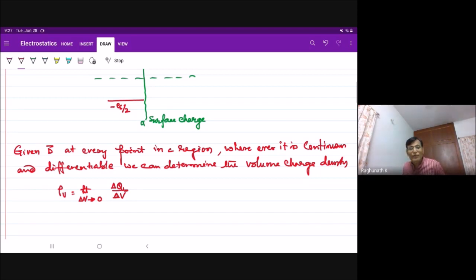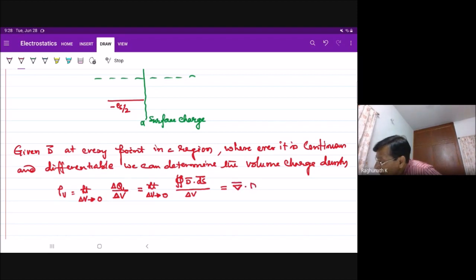So we apply this: it is equal to the limit delta v tending to 0 of the charge inside, the closed surface enclosing the volume, D bar dot ds bar, which we evaluated, divided by delta v. This by notation is given as del bar dot D bar. In fact, listen carefully.